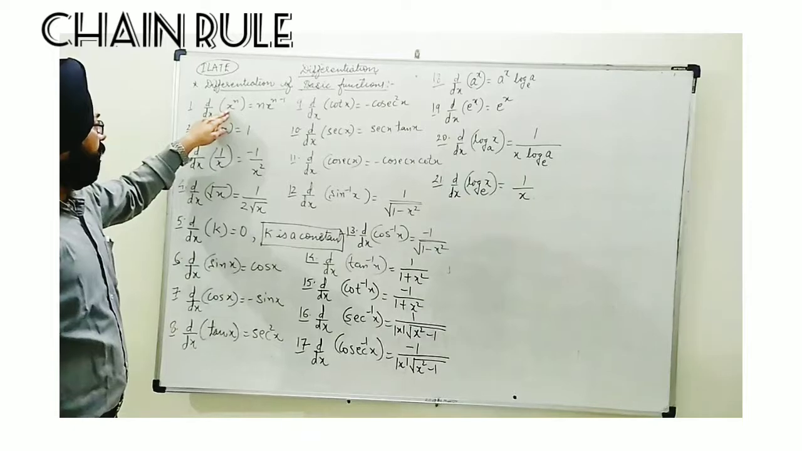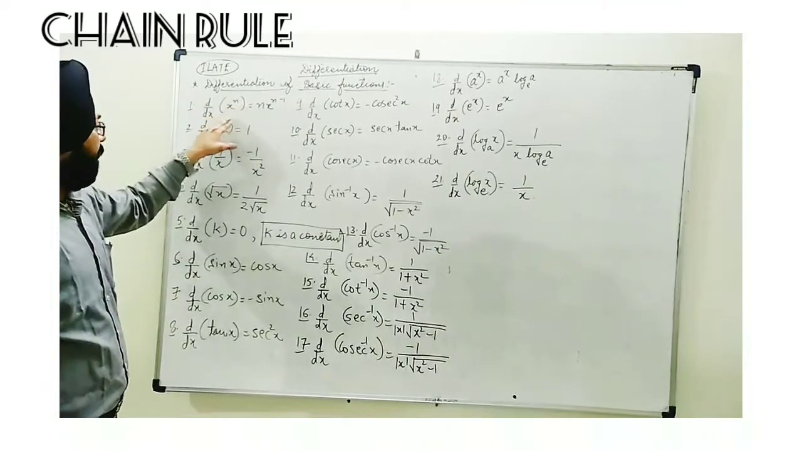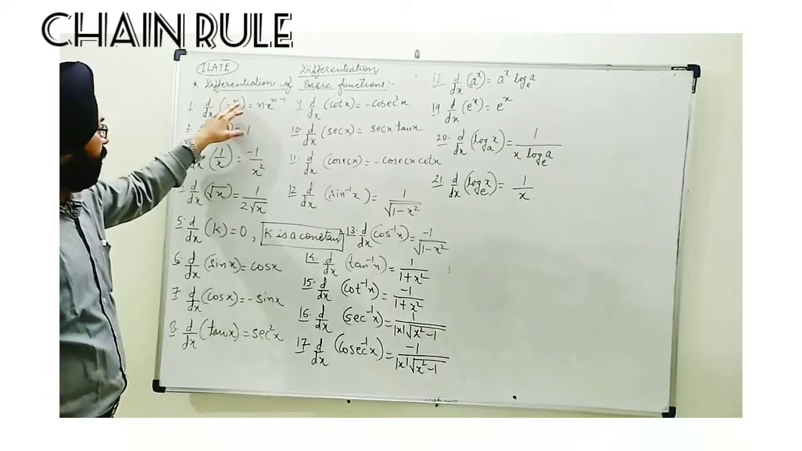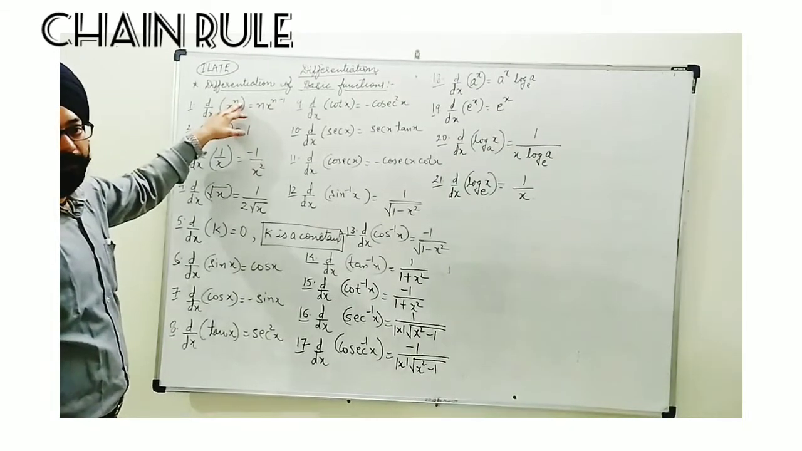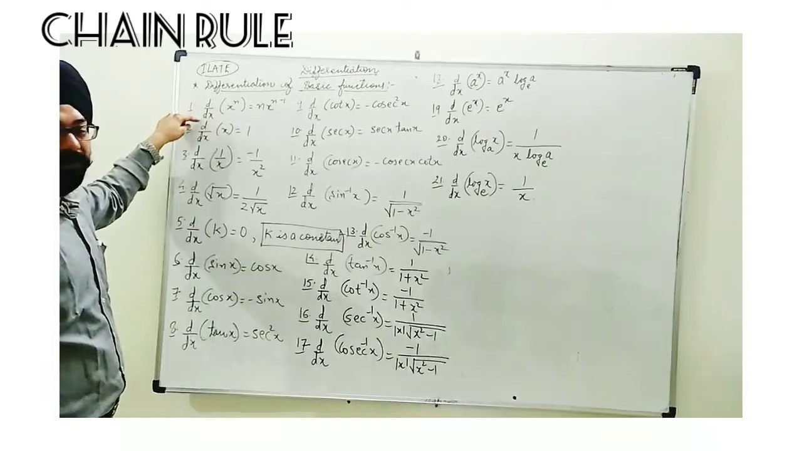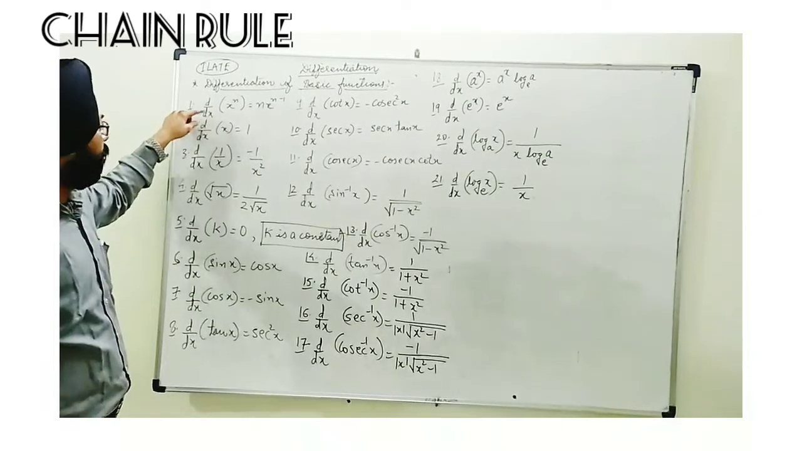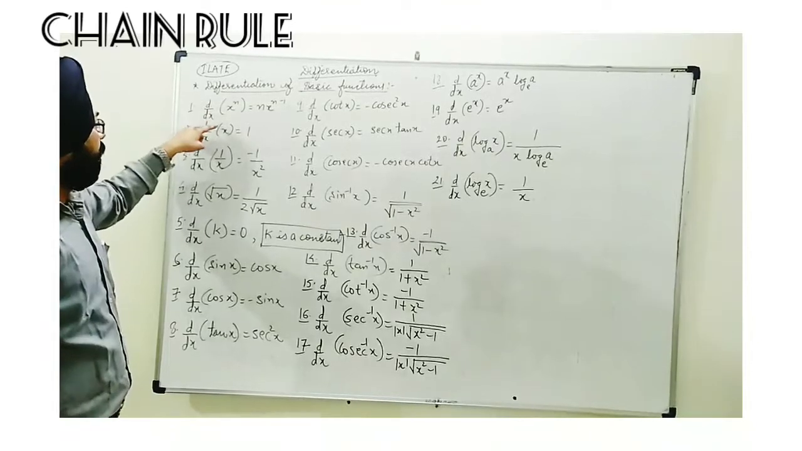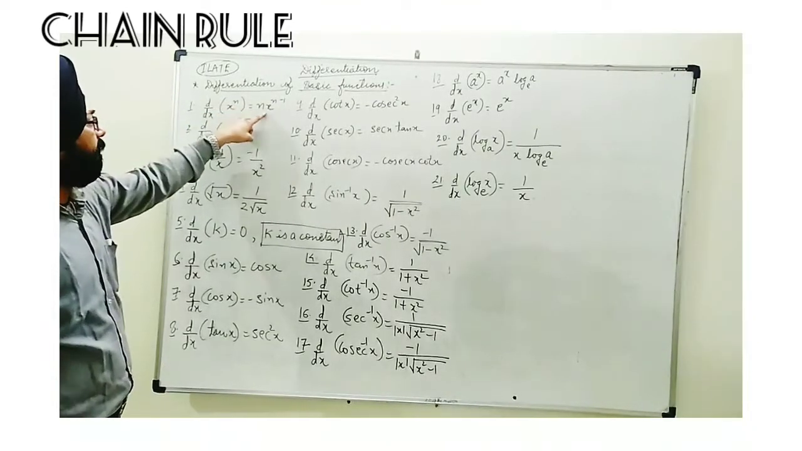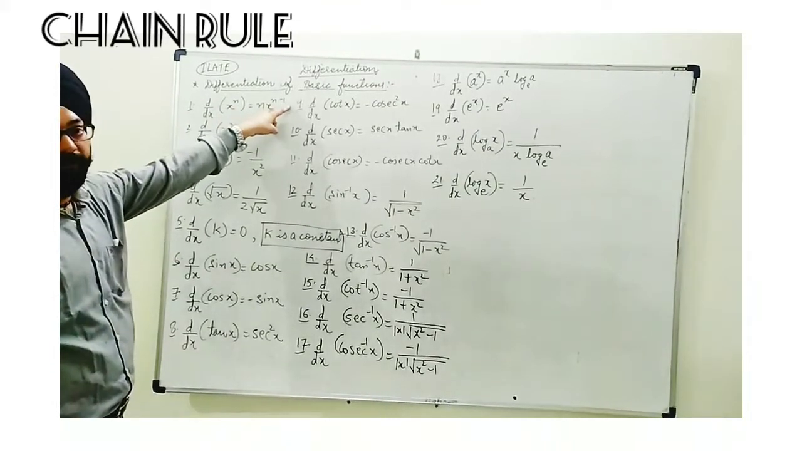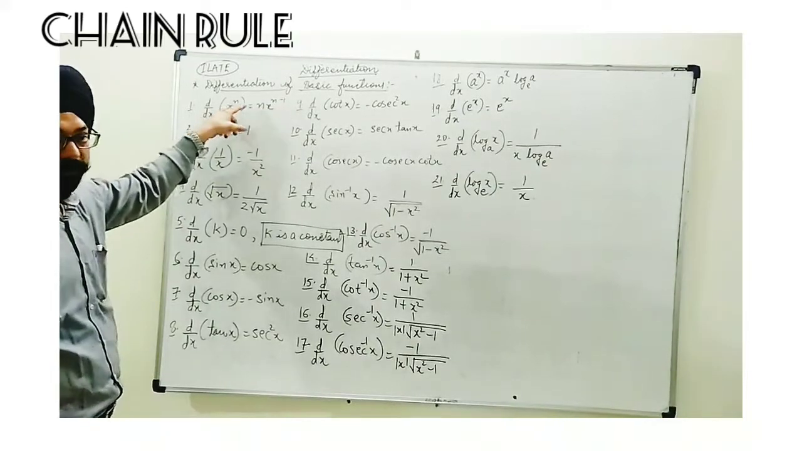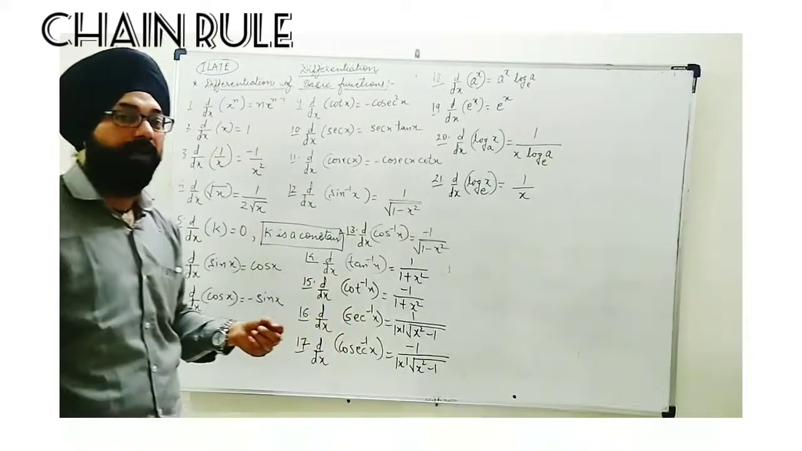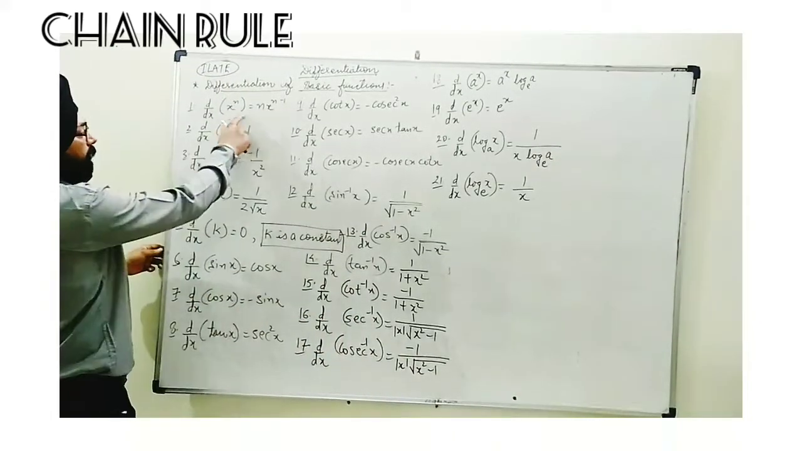First one I have taken: whenever x to the power n is given, where x is the variable and n is a constant in the power. This d by dx we use to differentiate the function; it is known as the differential coefficient or operator. D by dx of x to the power n is written as n x to the power n minus 1. This is the differentiation of x to the power n. So far we were using first principle, now we have to directly put the value after differentiation.